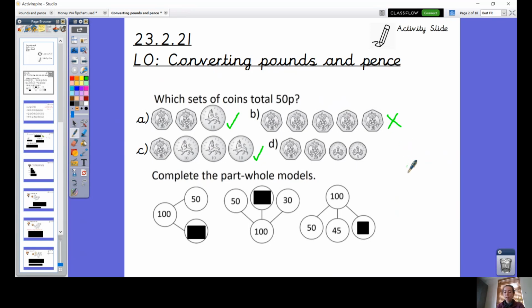And now let's have a look at the last set. We've got two 20p's, which is 40p. We've got two 5's, which is 10. 40 add 10 is 50p.